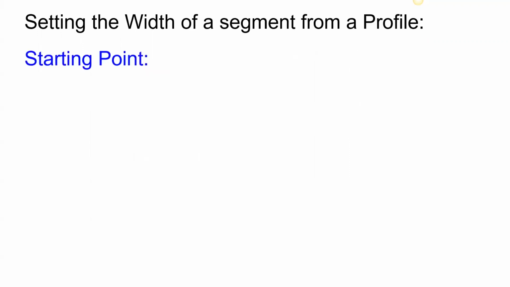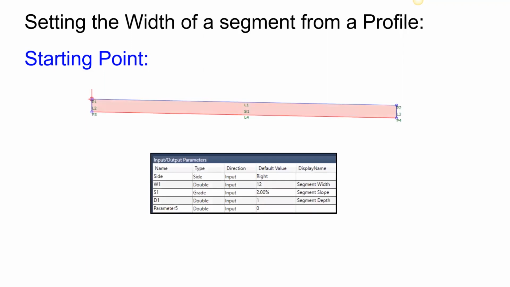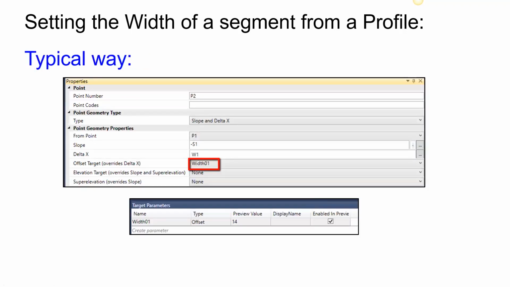So where to start? We're setting the width of a segment from a profile. So the starting point comes in, and I just have a generic segment in here: width, length, slope, width, depth, slope. And the typical way is we would come in and we would do an offset target, horizontal, and we would come in and set that value.